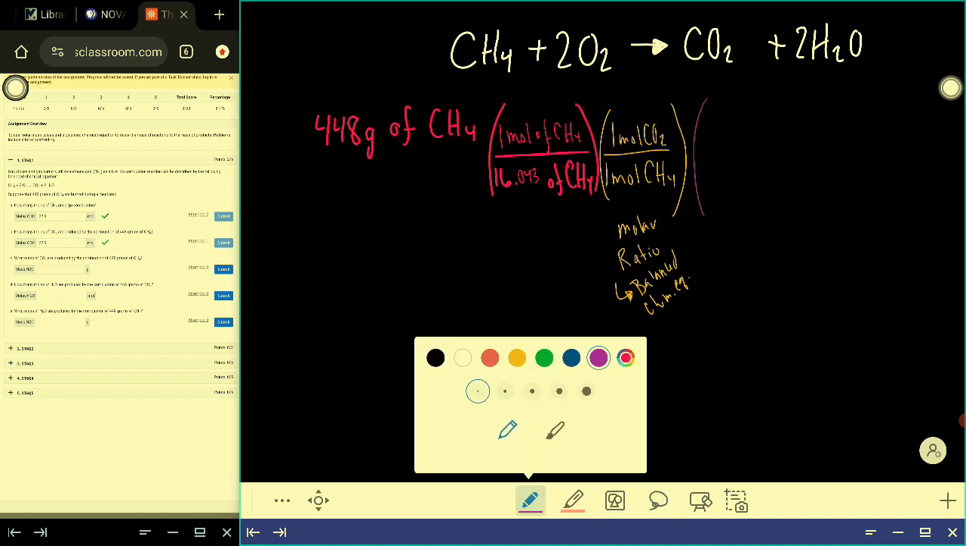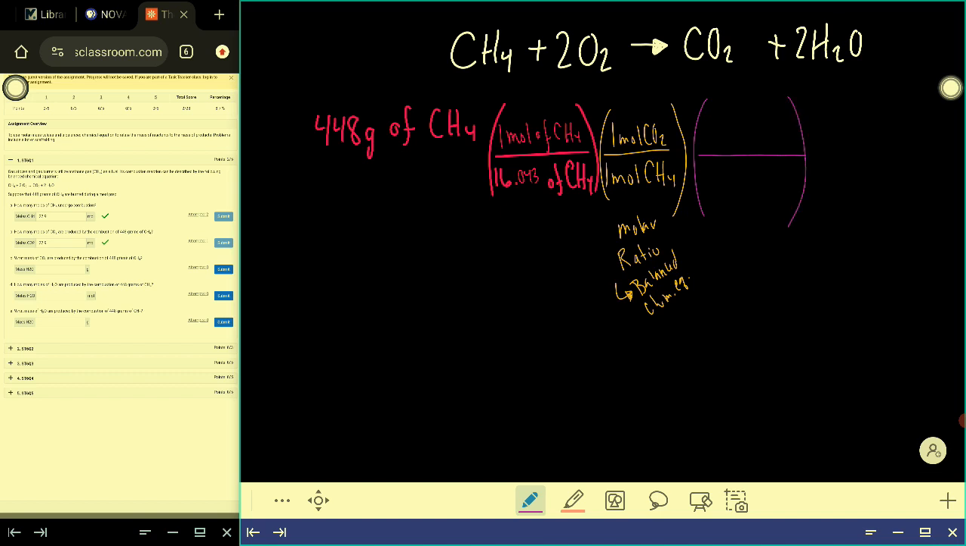It's going to be like rainbow colors here. So so far, grams of methane crossed off. Moles of methane crossed off. Now I need 1 mole of carbon dioxide on bottom, and I need the grams of carbon dioxide on top. So I'm going to look to my periodic table and realize that oxygen is 15.999, and there's 2 of them. So that comes to 31.998 grams, plus carbon's 12.011, and I get a mass of 44.009 grams of carbon dioxide. My moles of carbon dioxide cross off. I'm in grams of carbon dioxide.